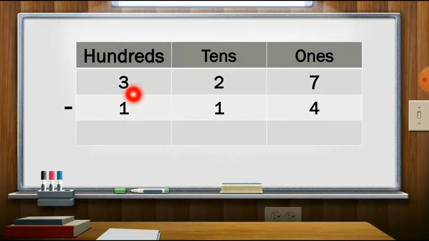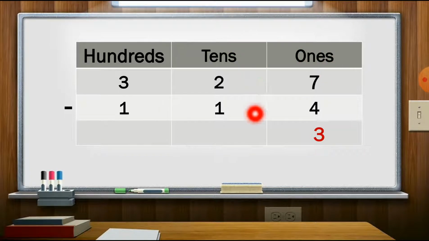And here is the number 327, and 114. I repeat, 327 and 114. We always start subtracting with the ones column. Here the ones column has 7 minus 4. So 7 minus 4 is equal to 3. We write the number 3 under the ones column. This is our answer. Now the ones column is complete.